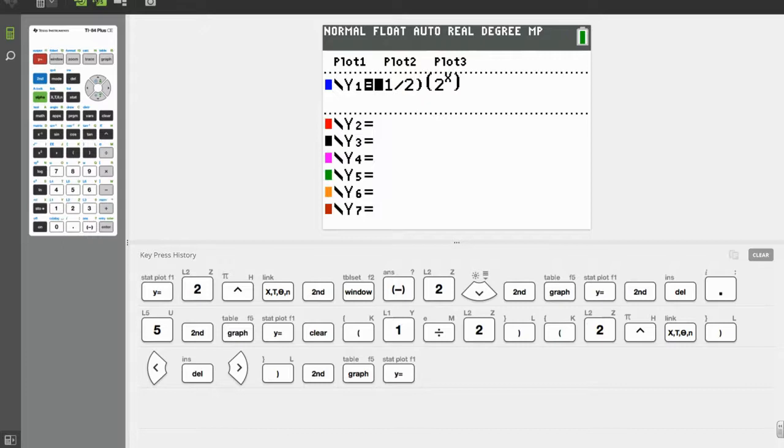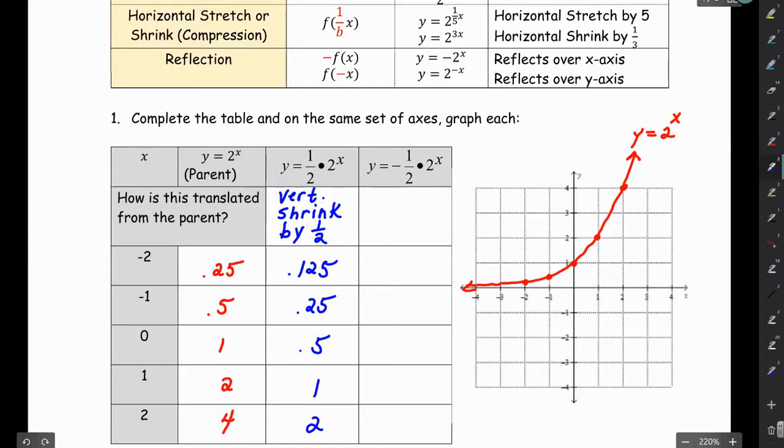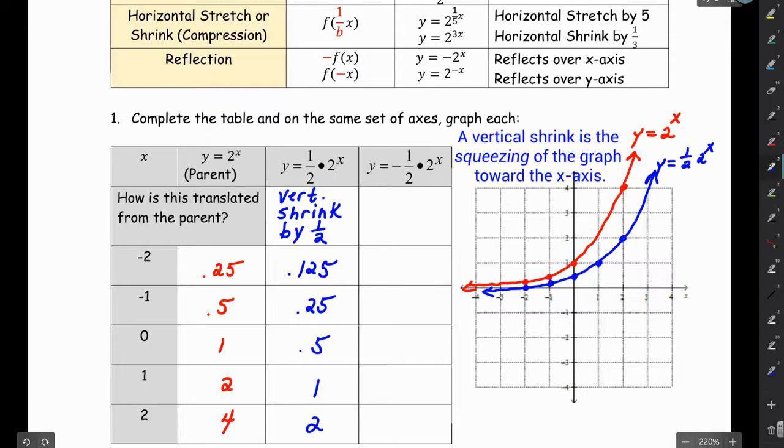We're going to go to y equals, and we're going to enter the function. Once we have the function entered, we're going to go to the table. Now we're going to copy those values into our table. And then let's go ahead and sketch that graph. And you can see that this graph has actually shrunk vertically. So going up and down on the y-axis, it has shrunk, right?